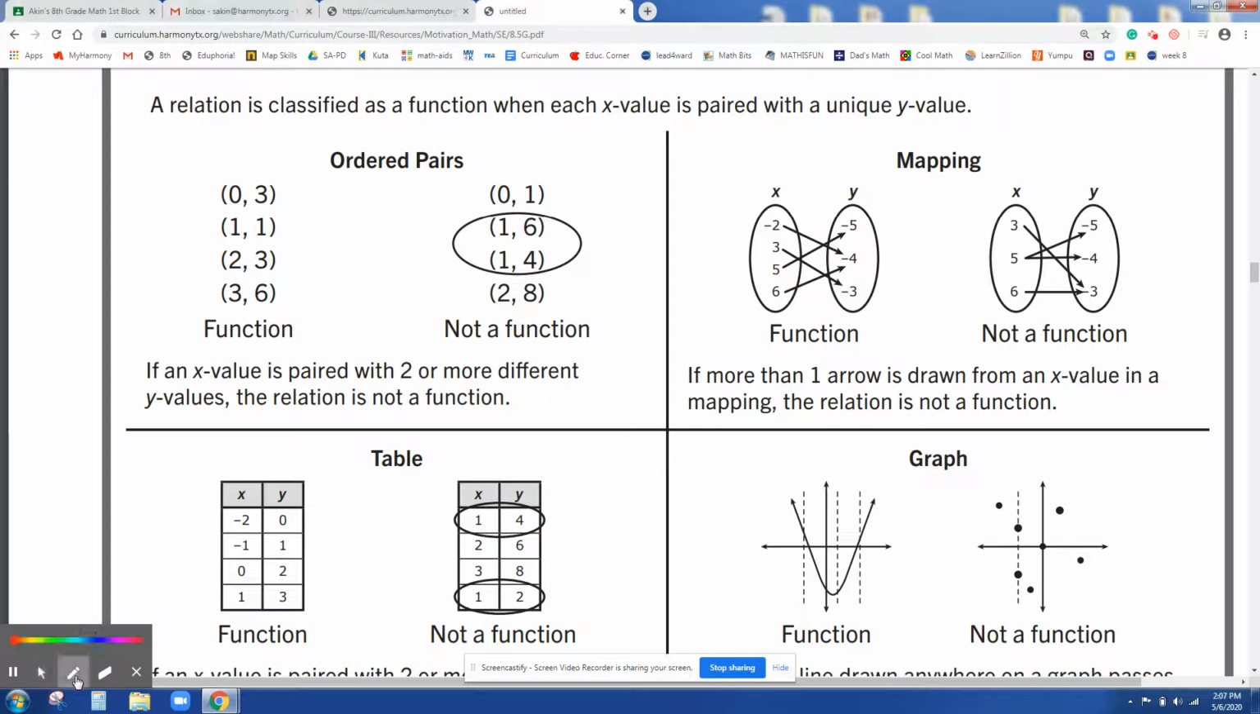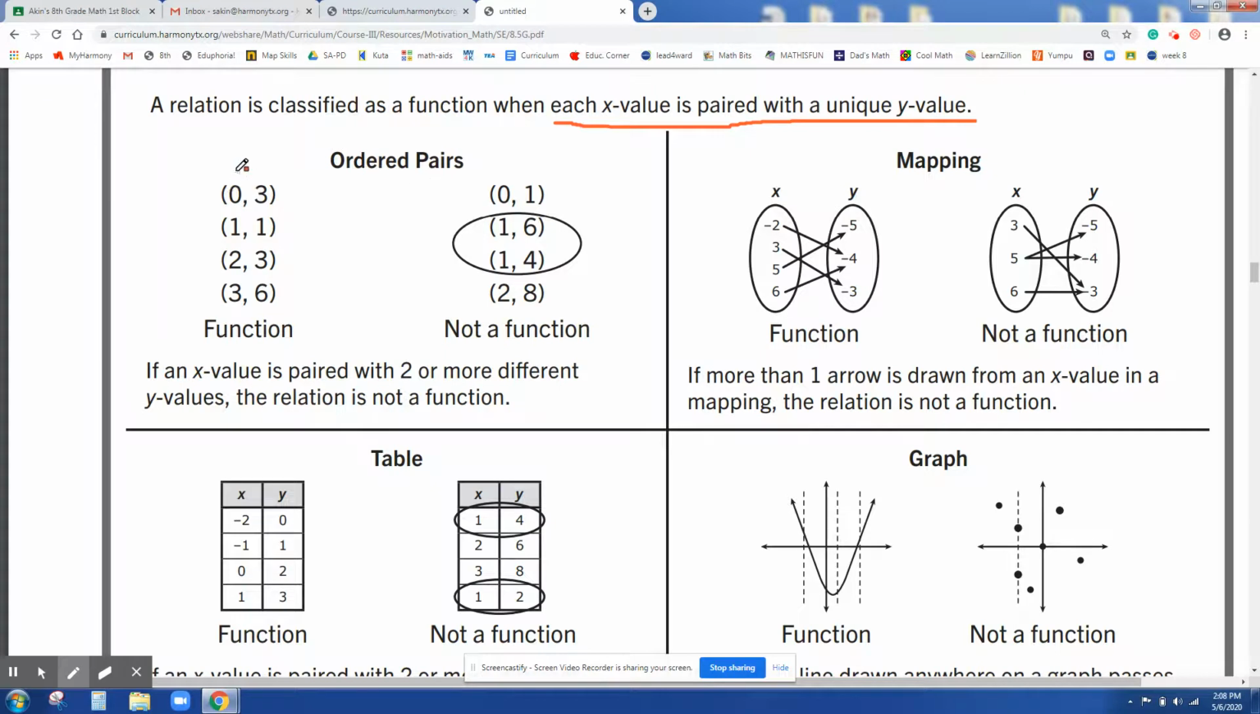Hi, today we are going to talk about whenever we have a relation, if it is a function or not. The definition of a function is when each x value is paired with a unique y value, the relation is a function. Let me explain this definition by using ordered pairs, mapping, table, and graph. Let's talk about ordered pairs first.